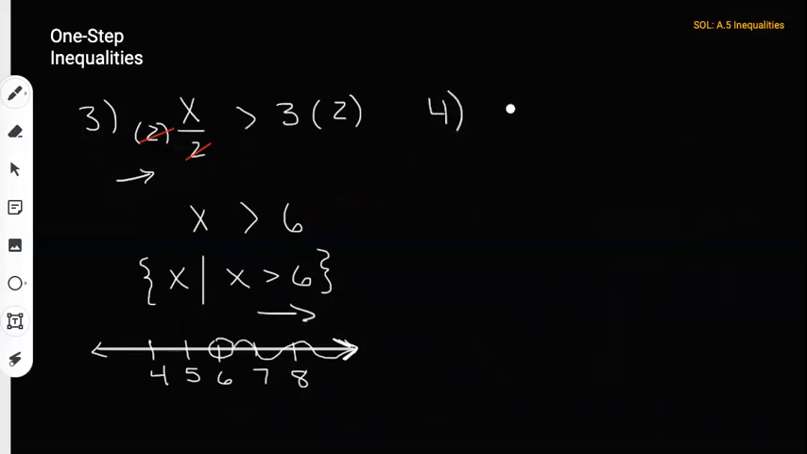Okay, so here's the last one we're going to do. Negative 2x is less than negative 8. So for this one, I want to get x by itself on the left side. So I need to get rid of this negative 2 right here. Since it's being multiplied by x, I can divide both sides by negative 2.